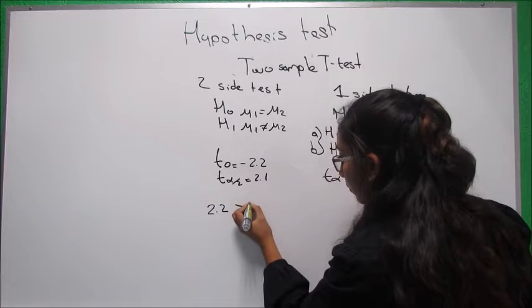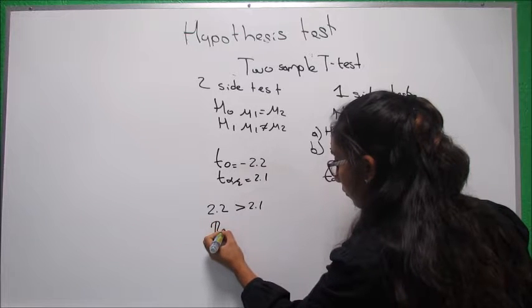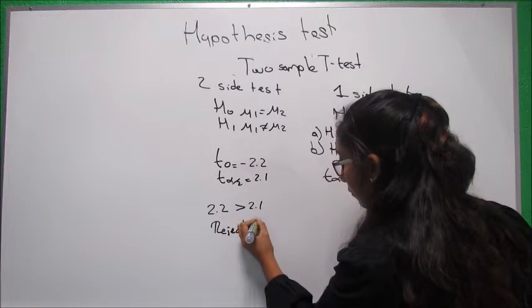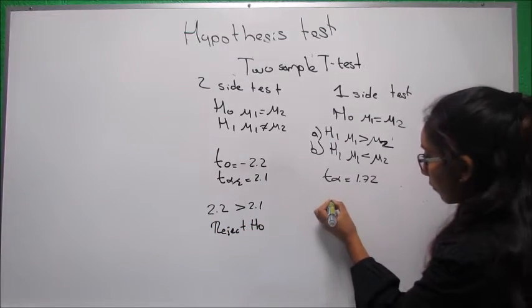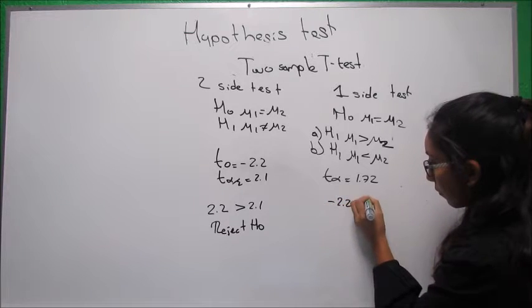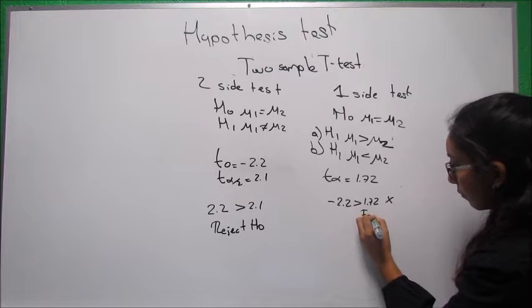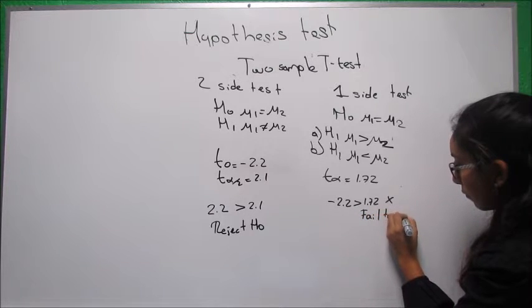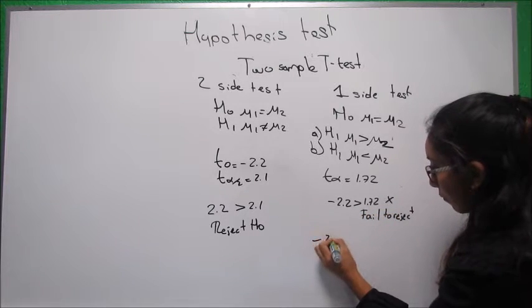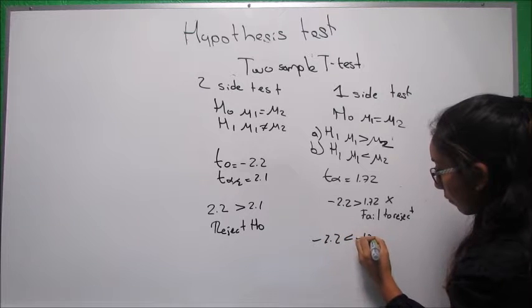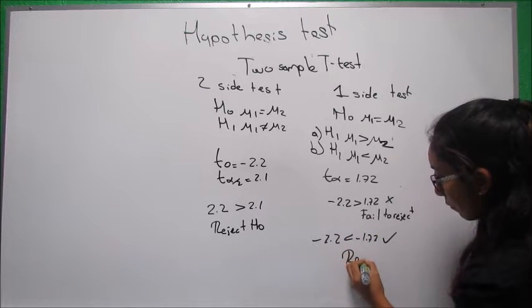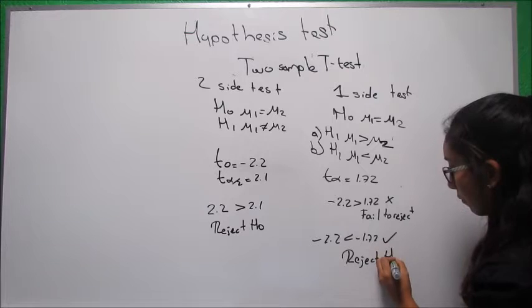In this case, the absolute value of the test statistic is 2.2. Since it is greater than 2.1, that is the critical value, we reject the null hypothesis that the means are equal. In the second test, we fail to reject the null hypothesis, and in the last test, we reject the null hypothesis that says that the mean 1 is equal or greater than the mean 2.